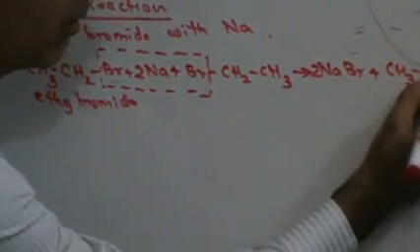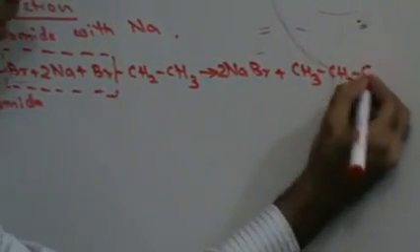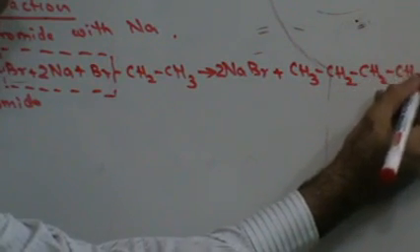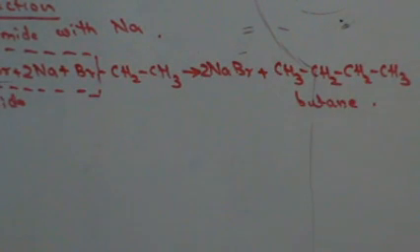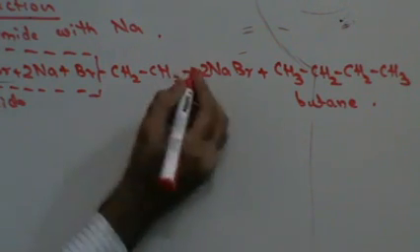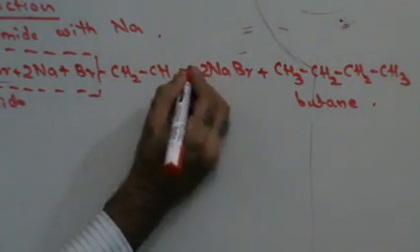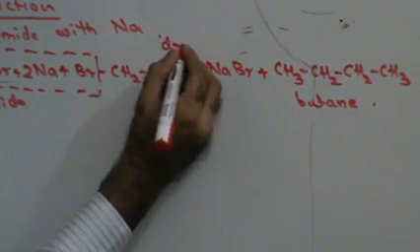Whatever remains joins together. So you have CH3, CH2, and here again you have CH2, CH3. 4 carbon atoms, therefore this is butane. Fine, do we understand this? So in Wurtz's reaction, you always have to take dry ether as the catalyst.